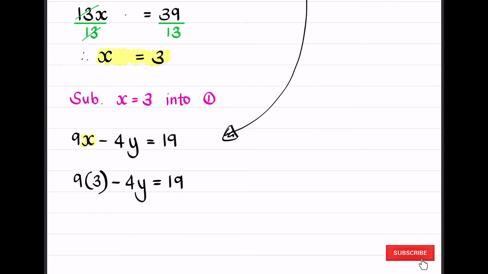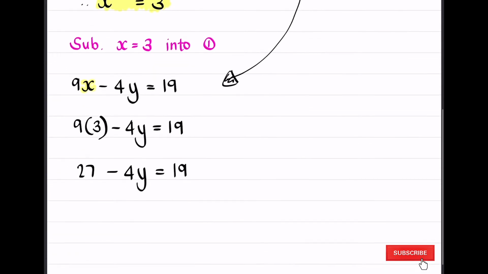So now what you can see is that by using elimination, we eliminated the y first to calculate the x, and now we're going to use that x that we've just calculated in order to determine the y. So I have 9 times 3, which is 27, minus 4y equal to 19, and I'm just going to solve this like a normal equation.